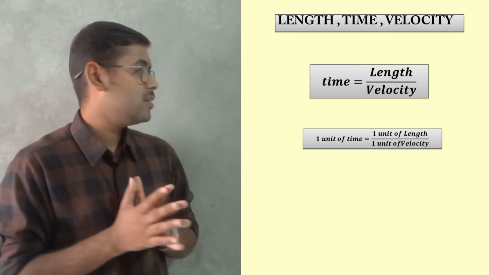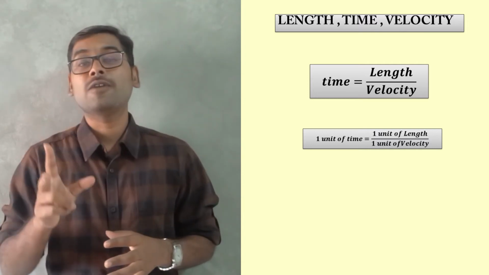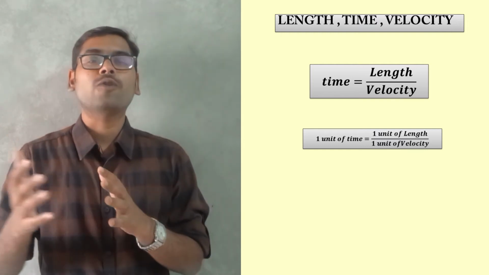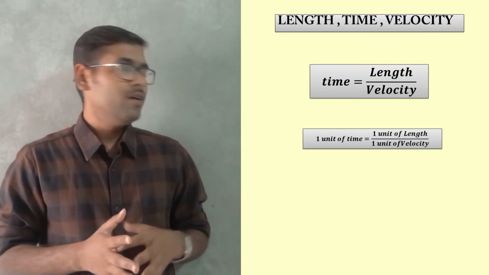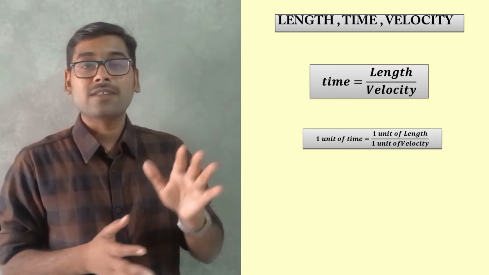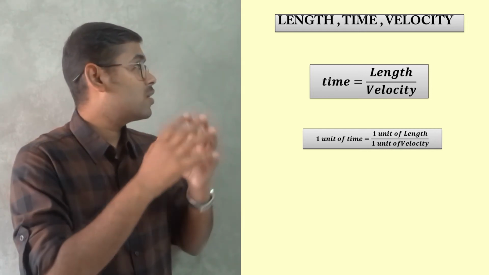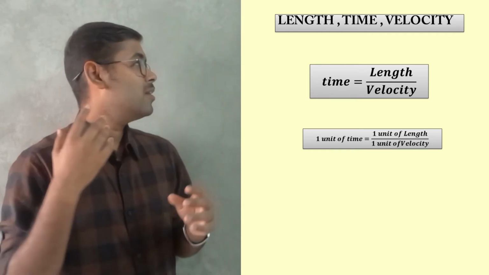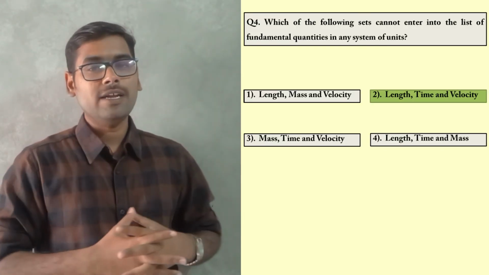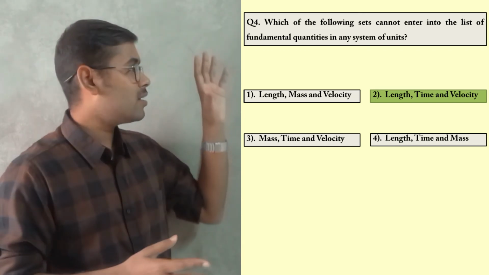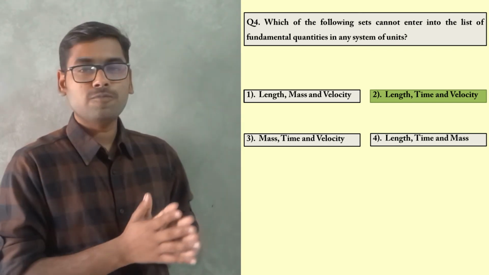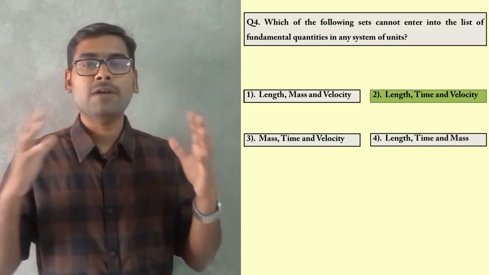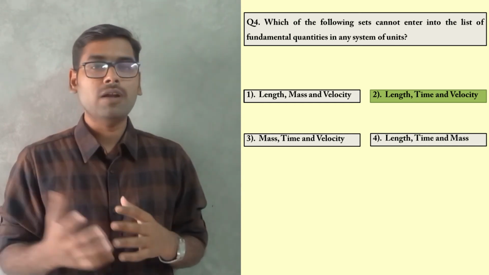Now what I'm trying to say here is, if you take any two quantities as fundamental quantities, automatically third quantity will become derived quantity. You cannot define the unit for that third quantity independently. So these three quantities cannot be taken together as fundamental quantities. That is why answer option number 2 is the right answer for this question. Now if you look at other three options, in those options you only have two out of these three quantities, and the other quantity is mass, which can be independently defined, and unit for that also independently defined.